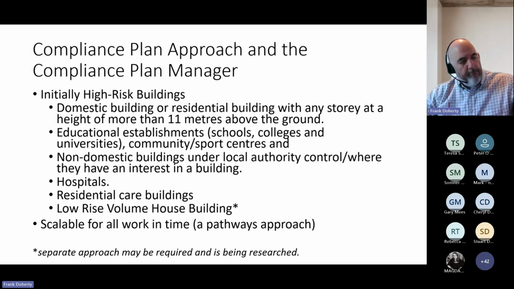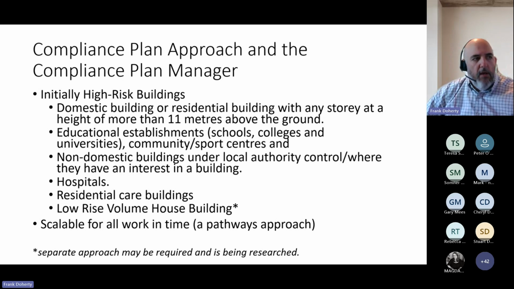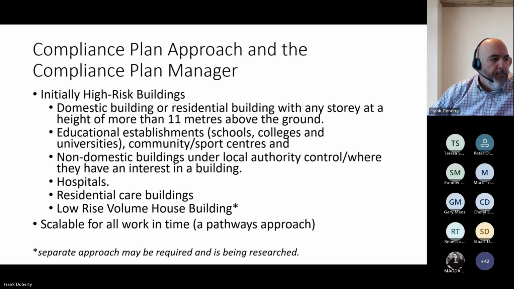But as you can see, we're not just talking about buildings that are tall. We're talking about buildings where there's a risk to users or people in those buildings, whether it's vulnerable people in hospitals or residential care buildings, or people attending a building like a community centre or whatever, who expect to be safe in there.